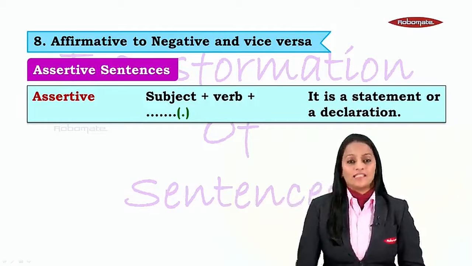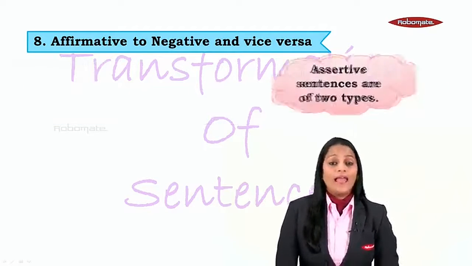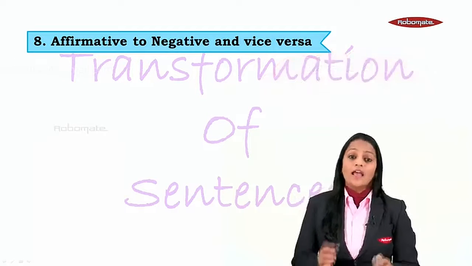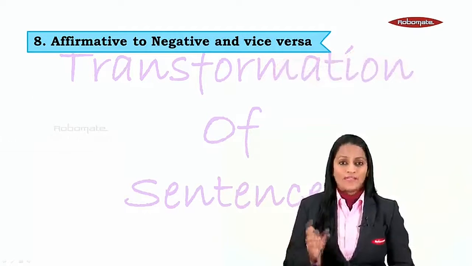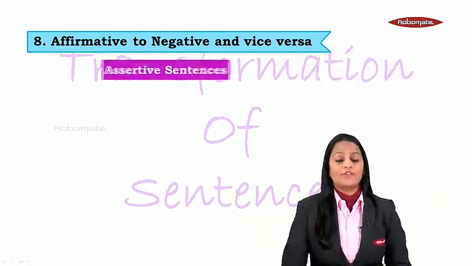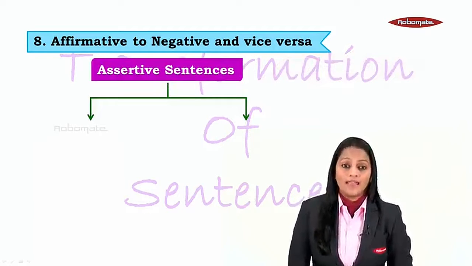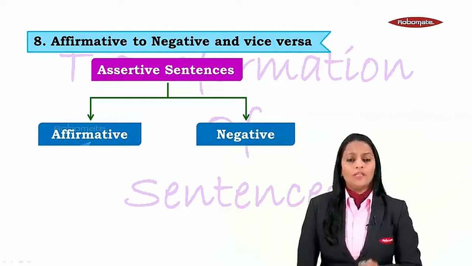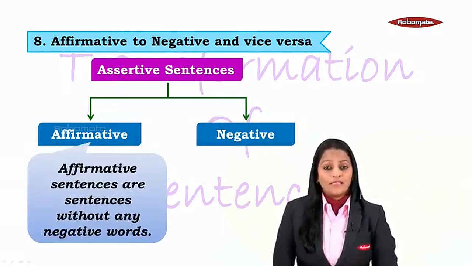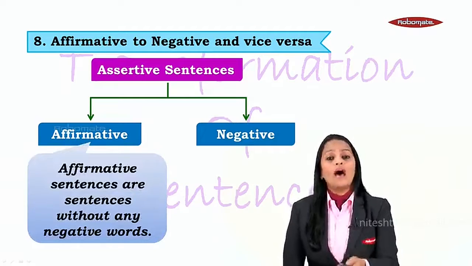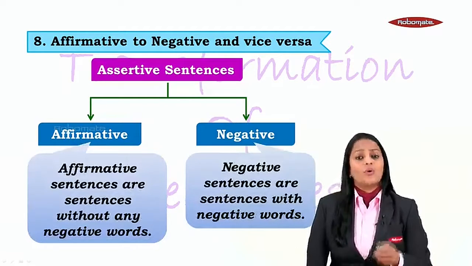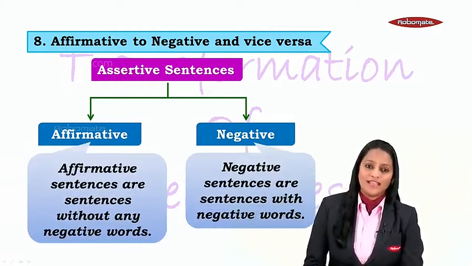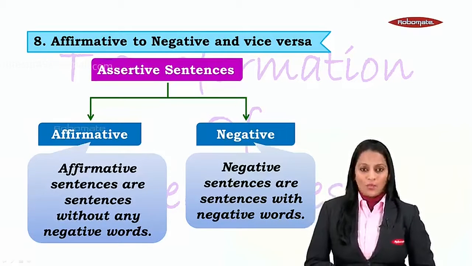So that is assertive. Now, students, an assertive sentence can be of two types. That means there could be two types of assertive sentences, and that is affirmative and negative. Now, what do we mean by that? An affirmative sentence is a sentence without any negative word. So a negative sentence is obviously a sentence with negative words.